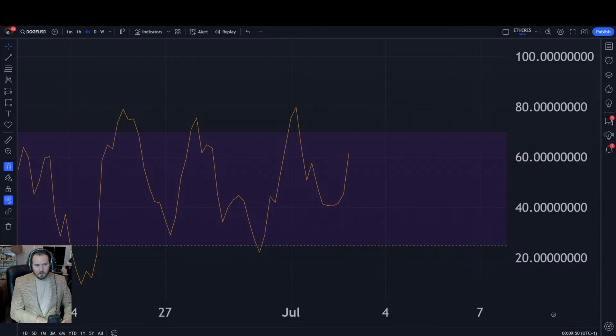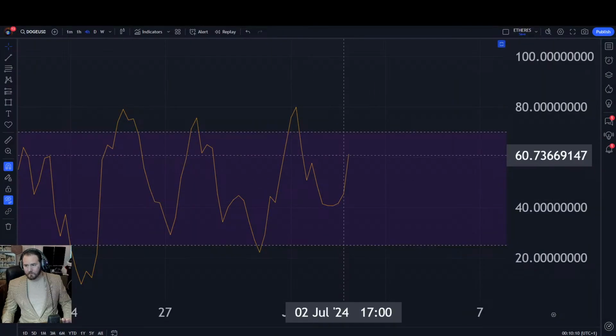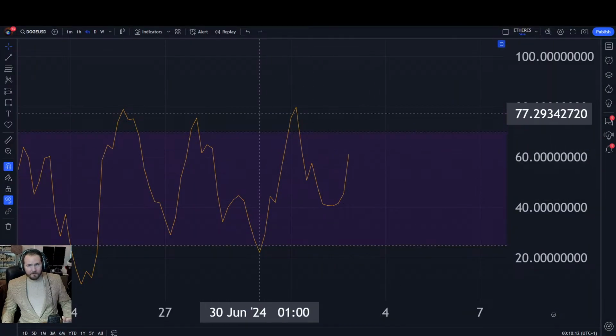4-hour RSI isn't completely oversold, so our trades will be riskier. All right, add that on there. Trades will be riskier because the 4-hour RSI is already up here. Price could start coming down.